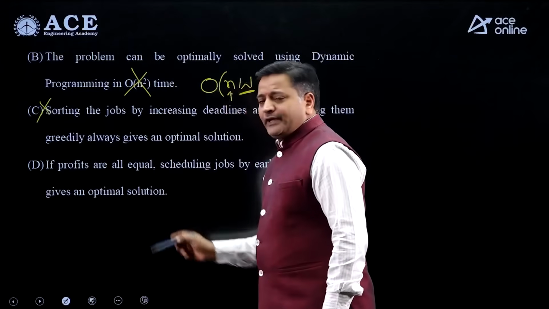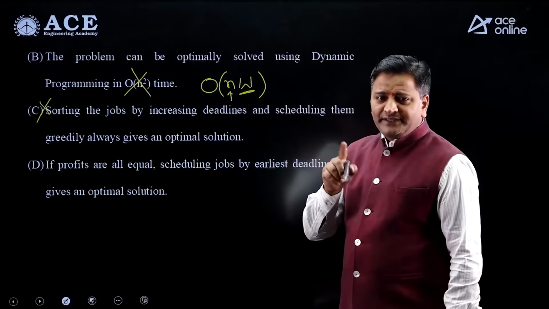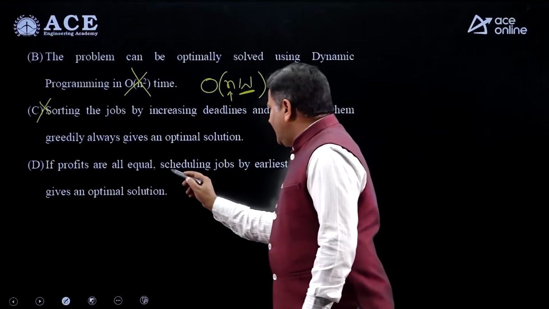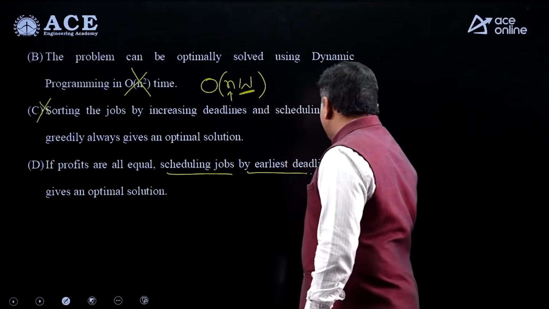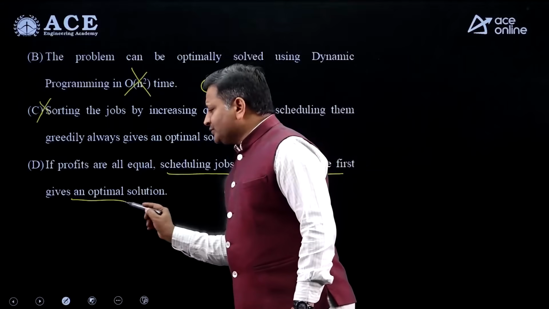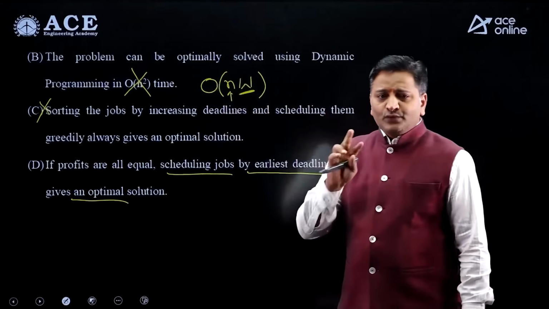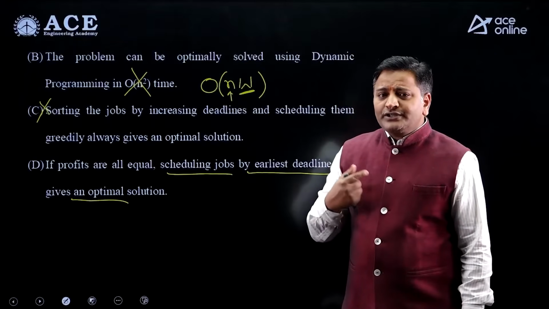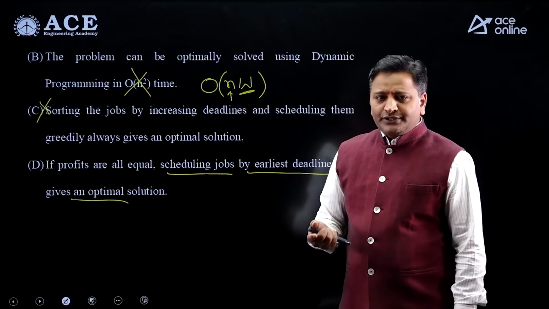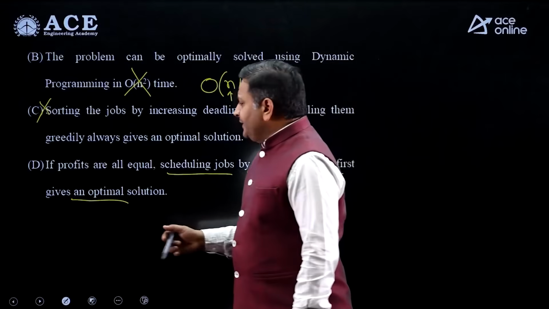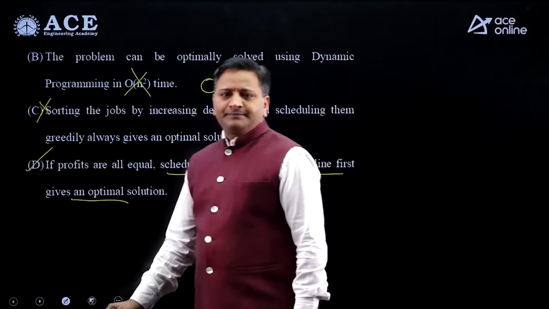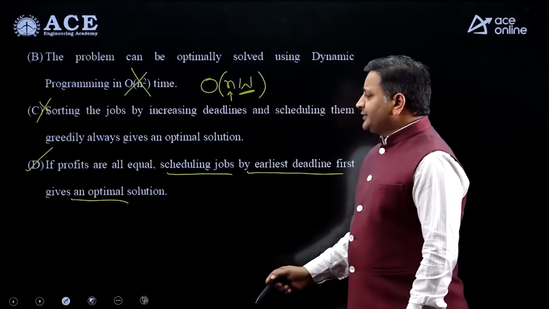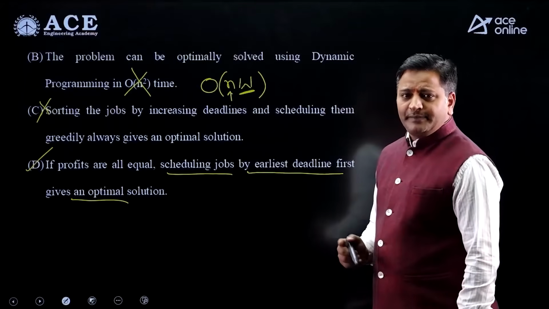If profits are equal, meaning two jobs have the same profit, and scheduling jobs by earliest deadline first gives an optimal solution. Obviously, right? If two jobs are equal, then whichever job is going to finish earlier, you have to schedule that job so that it gives the optimal solution, which is also correct. Clear? So for this question, A and D both are correct, and the remaining are all false.